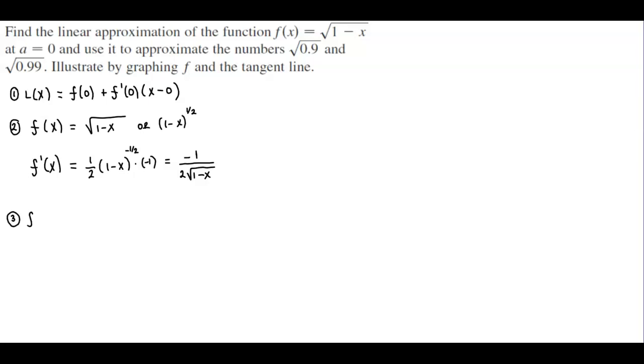So now we want to find f of 0. If we plug in 0, the square root of 1 minus 0 is the square root of 1, which gives us 1. And then if we want to find f prime of 0, that's going to equal negative 1 over 2 times the square root of 1 minus 0. Well, that's negative 1 over 2 times the square root of 1, which is 1. So that's negative 1/2.